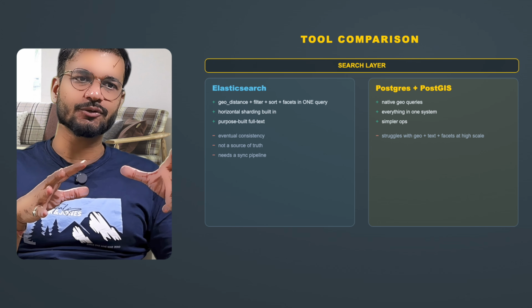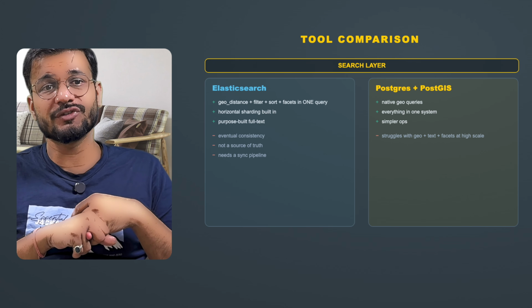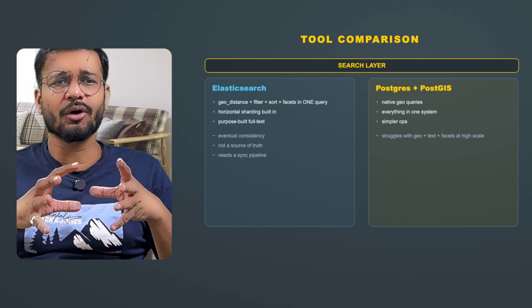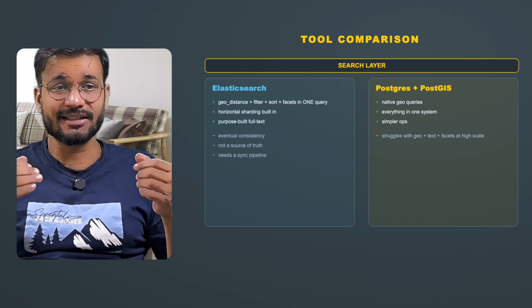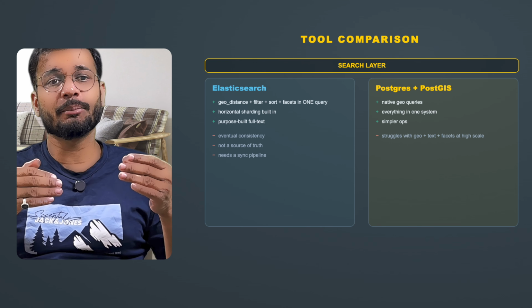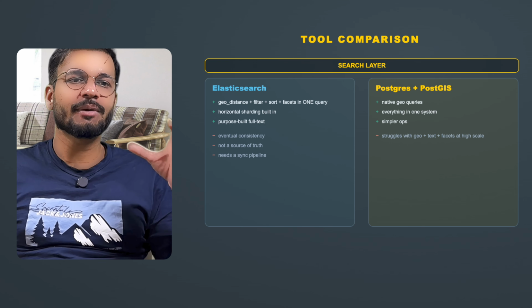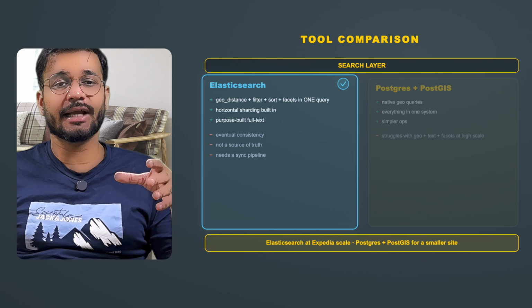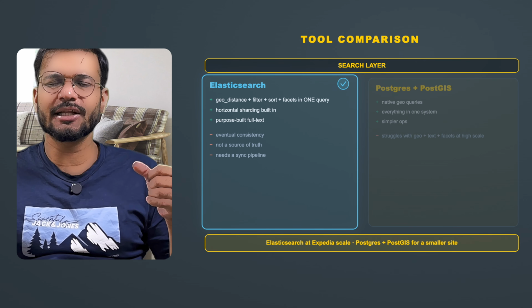Whereas Postgres with PostGIS supports geo queries natively with the PostGIS extension. It is good for moderate scale. Everything is in one system and simpler ops. But the downside is it struggles with combined geo plus full text plus facets at full scale. So my recommendation is Elasticsearch for search at Expedia scale, Postgres plus PostGIS for a smaller scale hotel booking site.